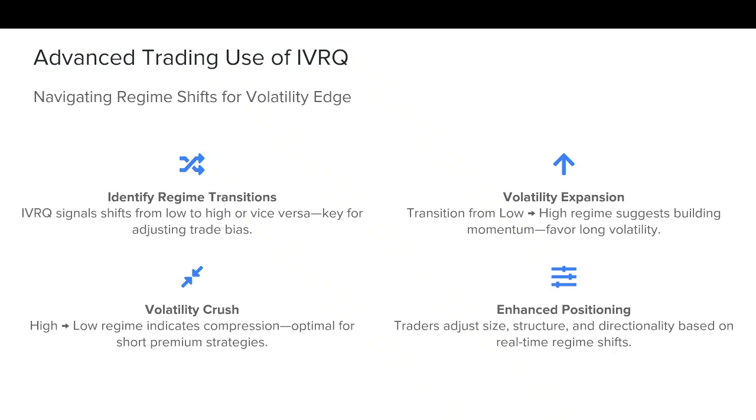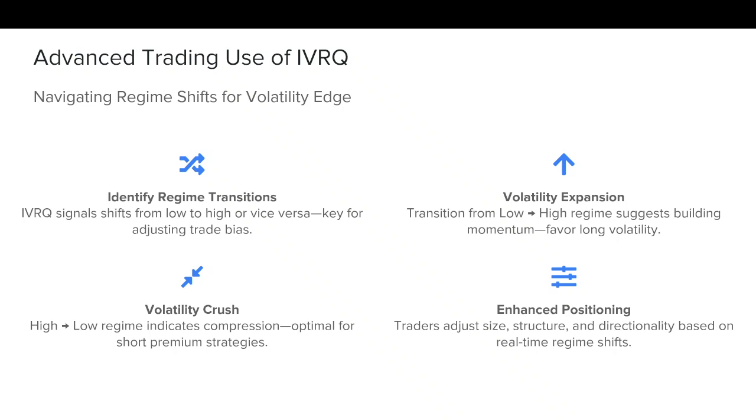Advanced users of IVRQ, as you begin to use this, stick with it for a few months, you will understand that regime shifts are where the real edge lies. When the indicator transitions from a low volatility regime to a high one, it often precedes explosive movement. We will see these examples in the next few minutes.